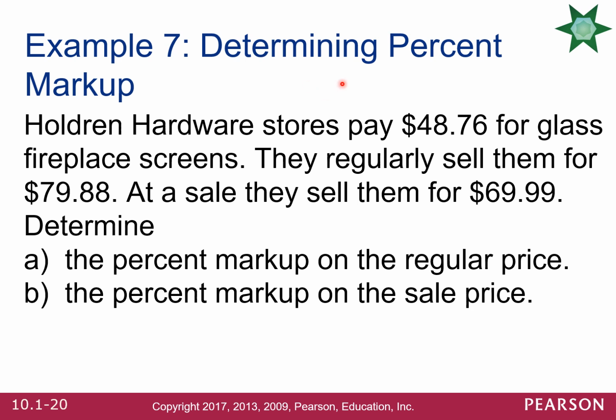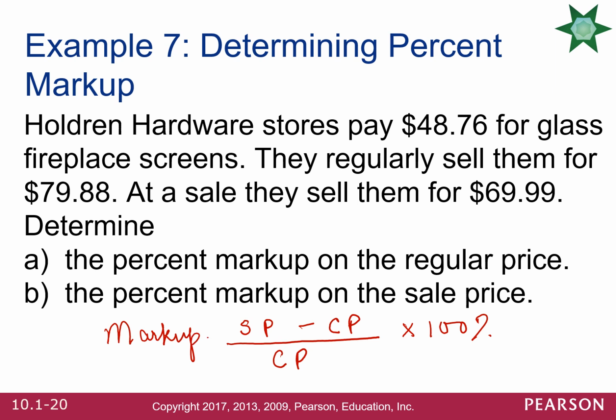Now we said that the percent markup has a formula that we saw in the previous slide. It was the selling price, which I'll call SP, minus the cost price, divided by the cost price, and then to find the percentage, you multiply it by 100%. That's the percent markup, or the markdown. It could also be marked down if the answer is negative.